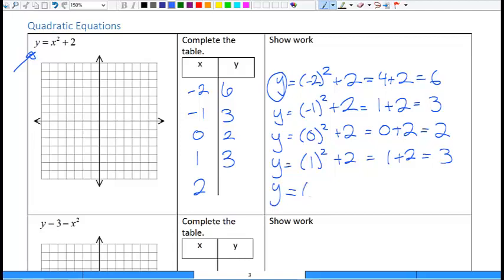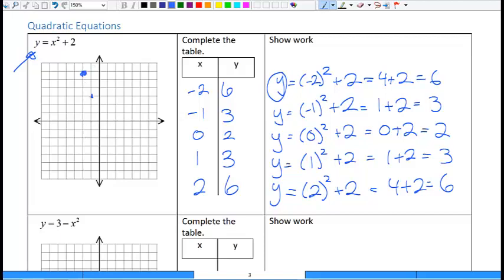And then y is equal to x squared. x is now 2 plus 2, which is 4 plus 2. Alright, so now we have 5 really good points. Let's go ahead and plot them. Negative 2, comma 1, 2, 3, 4, 5, 6, right up there.